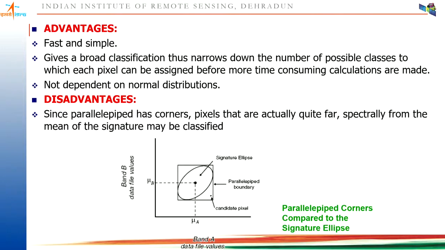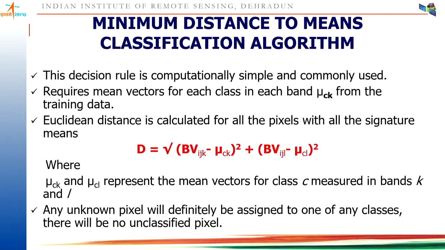There are various advantages and disadvantages of this particular algorithm. The advantage is that it is very fast, very simple. It gives us a broad classification, and it does not depend on normal distribution of the signatures. The disadvantage is that if you look at the parallelepiped, it has corners, whereas the ellipse is a smooth structure, it doesn't have corners. So in the corner, the pixel which is quite far off from this mean also will be classified as this particular class.